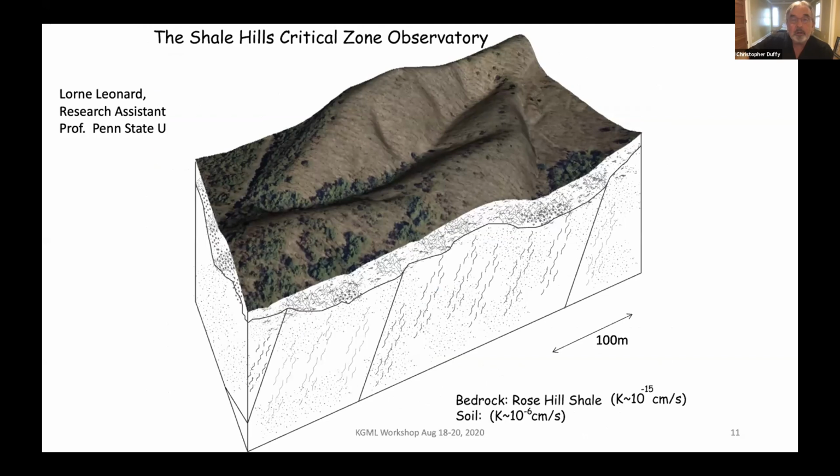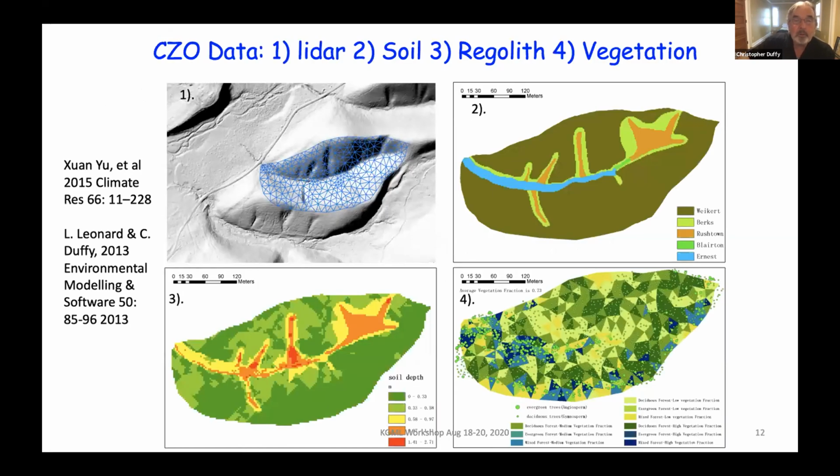Here's an idea of the geology. It's a deeply dipping shale with regoliths, where most of the water accumulates as groundwater. The models I'll talk about in a moment use an unstructured grid. The upper left is a LiDAR image, 0.5 meter LiDAR over the watershed. The upper right is the soil type. The lower left is the soil depth, and the vegetation is figure 4.